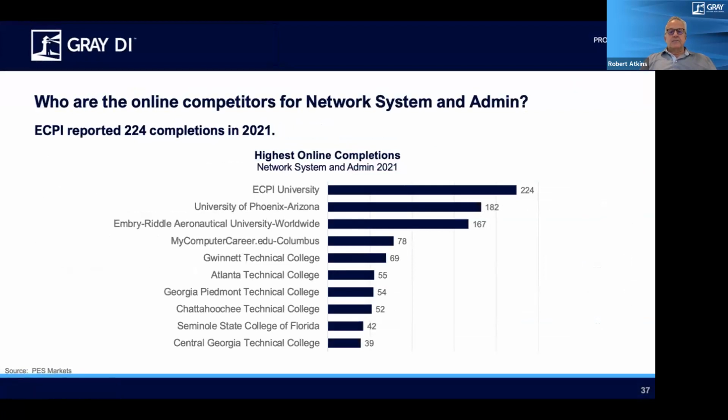So who's playing in this market? Number one is ECPI, an 11,000-student for-profit operating out of Virginia, with 224 completions. They're going to be out there online competing hard to win these students. Then we see University of Phoenix in Arizona with 182, Embry-Riddle, 167. My Computer Career, probably a for-profit as well, at 78, and so forth down our list. Gwinnett, Atlanta, and Georgia all, and actually Chattahoochee as well, all over 50, and Seminole State, 42, and Central Georgia Technical at 39. Pretty heavy representation of Georgia in that list.